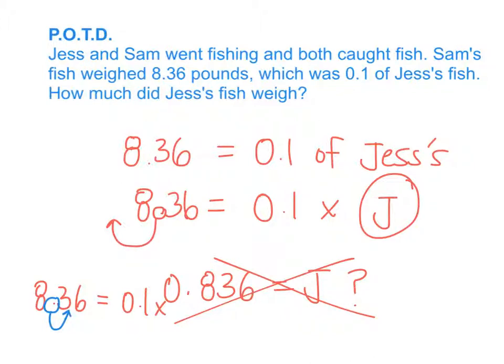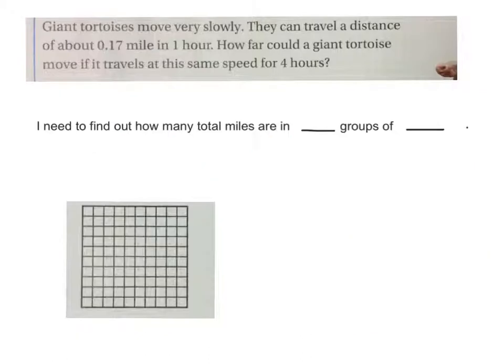So instead, I need to move the decimal point one spot over to the right because then does 8 3/36 equal 1/10 times 83.6? Yeah, so how heavy was Jess's fish? Daniel, how heavy was Jess's fish? 83 and 6/10 of a pound.